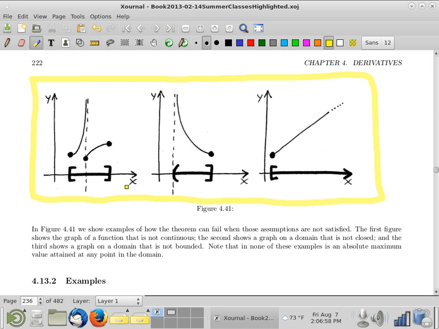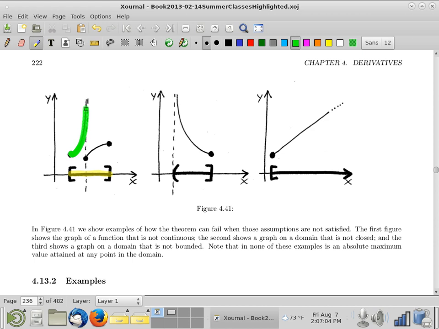So let's see some single variable pictures here. Here is a domain, and here is a graph of a function. And the way I have this function drawn, you can see that it has an asymptote on that line. And there is no global maximum value for this function. There is no global maximum point. No point in this domain achieves a value of the function that's bigger than all other values. And it's tempting to say, well, what about here?